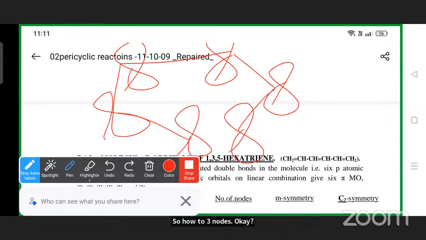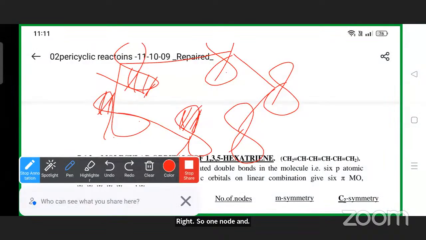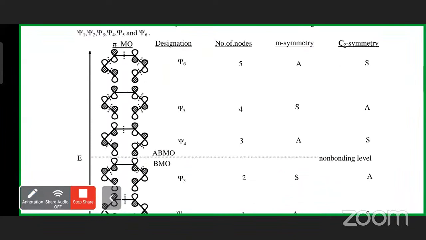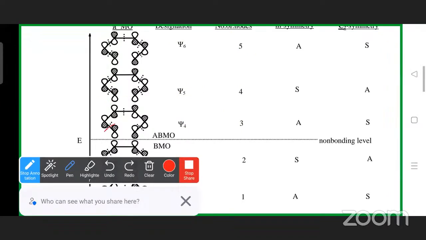Okay, 1, 2, 3, 4, 5, 6. Okay, so 3 nodes we have to assign. So for example, here, right? Right, so here 1 node, and right here you see this is 1 node here, and here is 1 node, because you see here is unfilled, this is filled here, and here also this is unfilled, this is filled. So there are 3 nodes. So like that, you have to assign the number of nodes for this particular molecular orbitals, right?